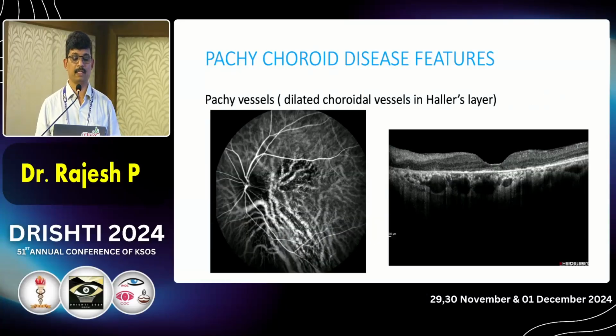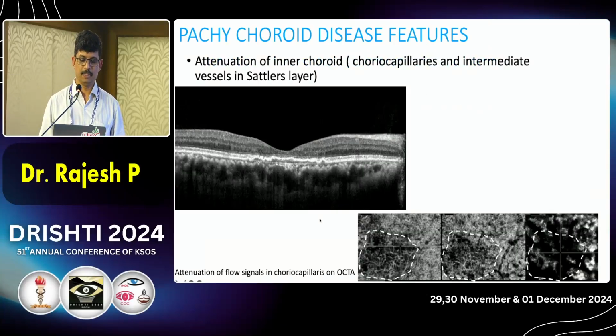What is the most characteristic feature of pachychoroid disease is the presence of pachy vessels, which are the dilated choroidal veins in the Haller's layer. You can make out these pachy vessels in the cross-sectional OCT scans as the large hypoechoic areas in the outer choroid, as well as you can also make out these vessels in the ICG.